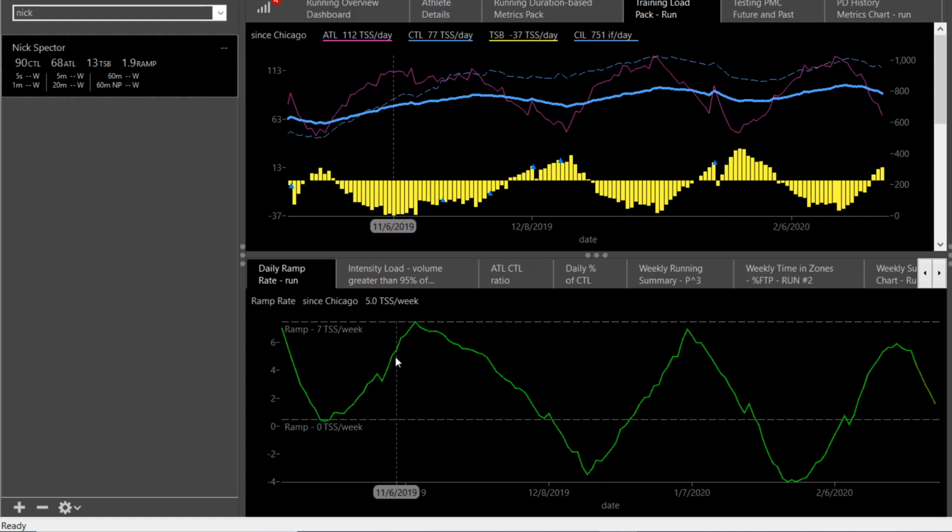Now, again, it may be a little bit flatter than that in reality, but then we did a little mini taper here, another little mini taper, but we're still keeping the training load. The intensity is pretty high here. And then finally, we taper for CIM.